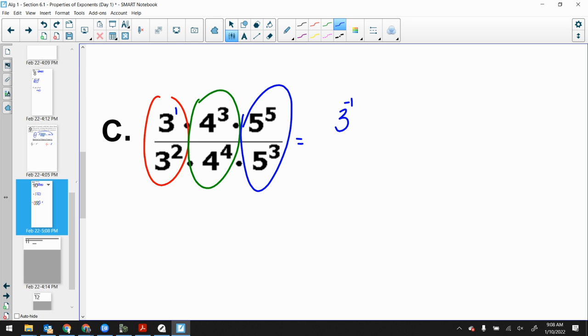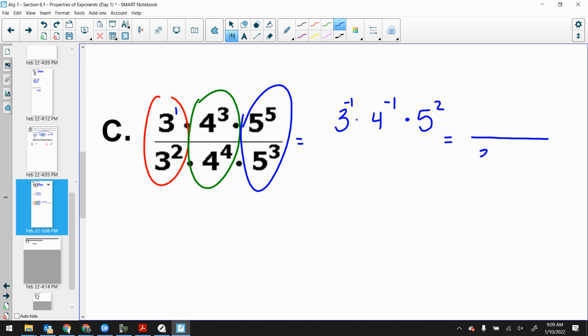What's my power on 4? Another negative 1. 3 minus 4 in the exponents. And what's my power on 5? 2. 5 minus 3 is 2. Now, can I leave it like that? No. I see negative exponents. What do I have to do with those negative exponents? Move them down. They hit the elevator down button. They both go down to the denominator.